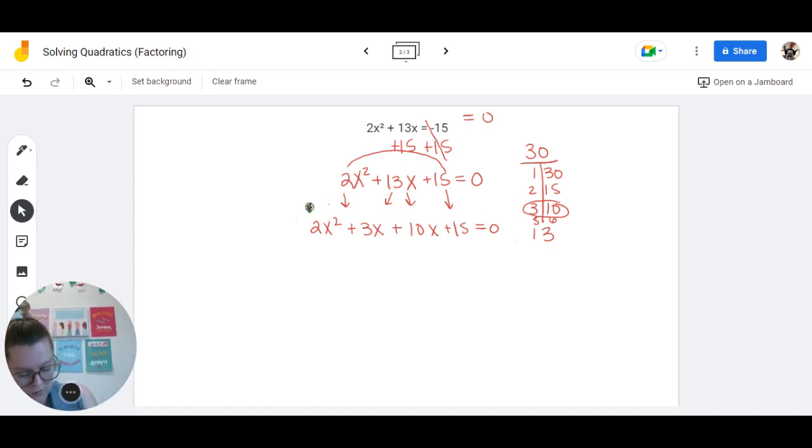Next up, we are going to group the first two and group the second two. In the first one, between 2 and 3, I can't divide any other number except for 1. Between x squared and x, I can take out an x. Divide each of these guys by x.